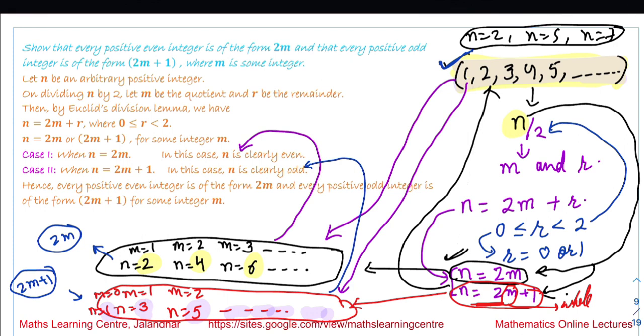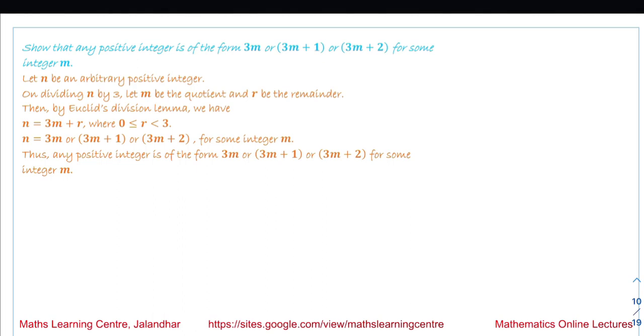Now the next question is: show that any positive integer is of the form 3m, 3m plus 1 or 3m plus 2 for some integer m. So again, suppose n is any arbitrary positive integer. Now what we have to prove is that it is of the form 3m, 3m plus 1 or 3m plus 2. From these terms we come to know that we are talking about divisibility by 3. So on dividing n by 3, let m be the quotient and r be the remainder. Then by Euclid's division lemma, we have n is equal to 3m plus r, where r is greater than or equal to 0 and less than 3.